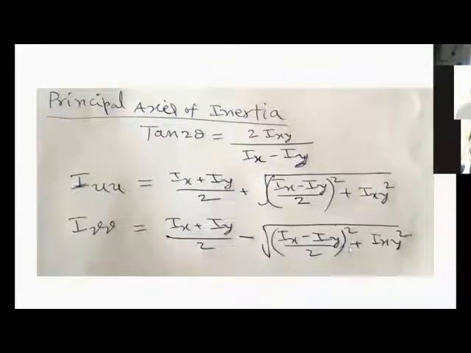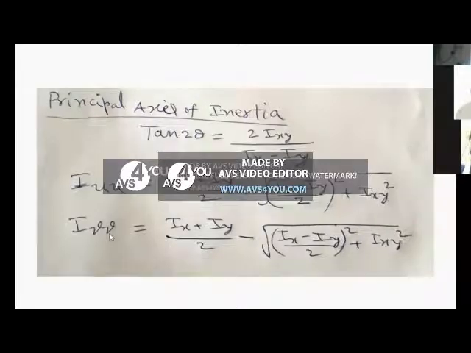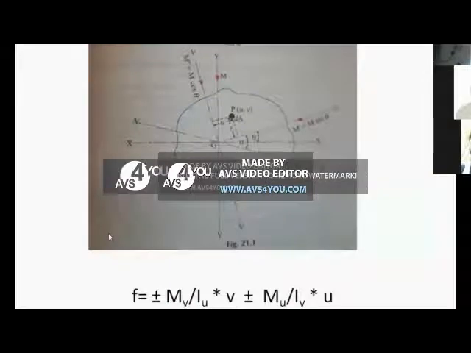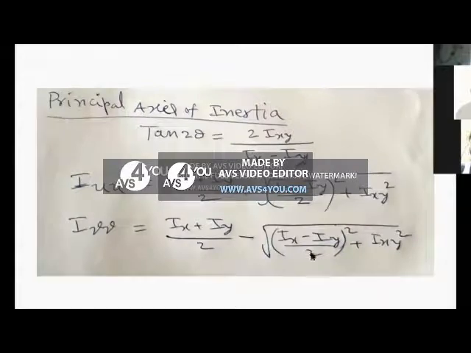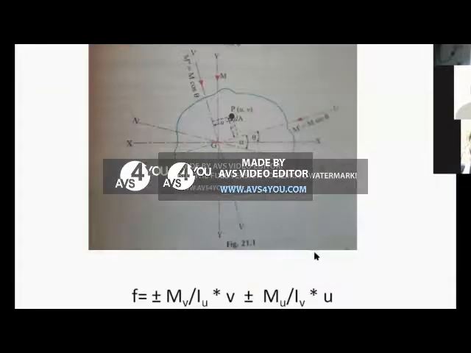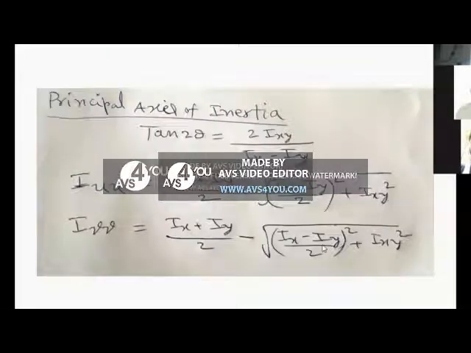So these are similar to your major principal stress and minor principal stress. Sigma n1 is (sigma x plus sigma y)/2 plus square root of ((sigma x minus sigma y)/2) whole square plus tau xy square. Similarly, sigma n2, the minimum normal stress, is equal to (sigma x plus sigma y)/2 minus square root of ((sigma x minus sigma y)/2) whole square plus tau xy square.